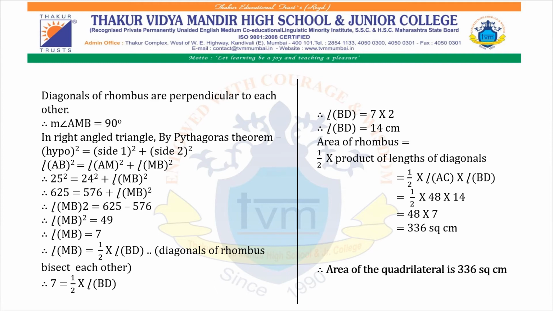So, area of rhombus is equal to half into the product of the lengths of the diagonals, that is half into AC into BD. So, half into 48 into 14, which equals 48 into 7, that is 336 square centimeters. Therefore, area of the quadrilateral is 336 square centimeters.